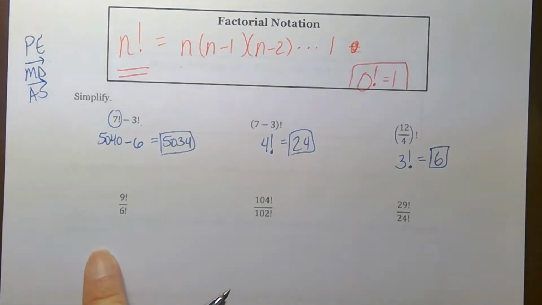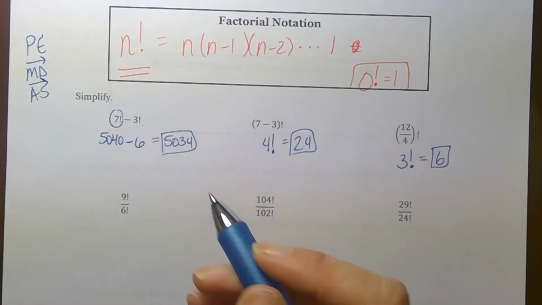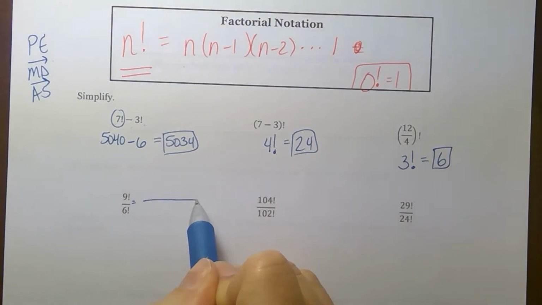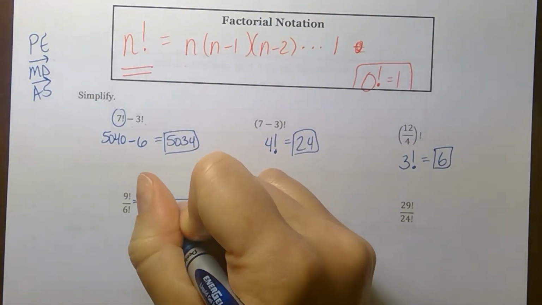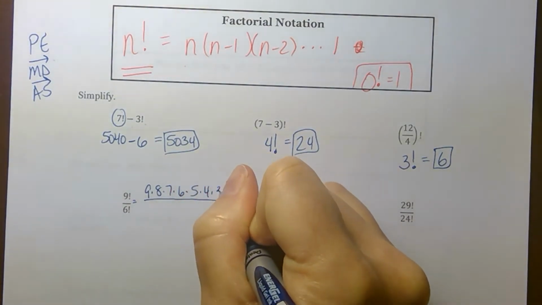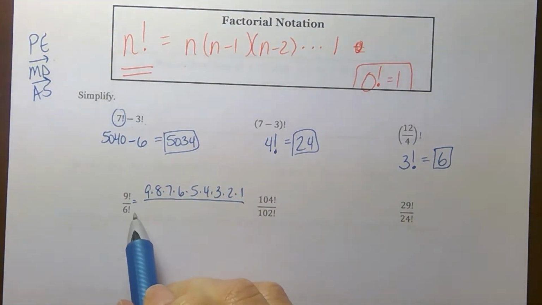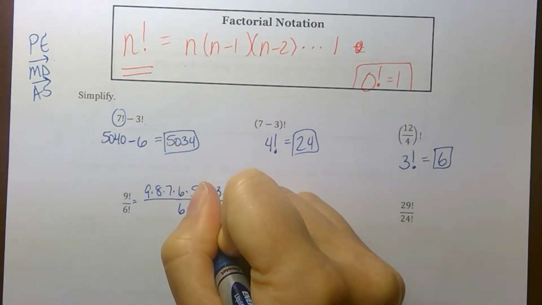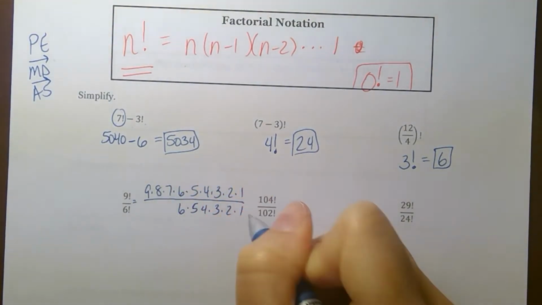Now, this problem, I'm going to show you how to simplify, and I want you to take careful note. You can expect to see a problem like this with factorials that I want you to simplify by hand on the exam. So I want you to make sure you understand how to simplify factorials. The first thing we're going to do is set up the numerator and the denominator. 9 factorial starts at 9 and goes all the way down to 1. 6 factorial starts at 6 and goes all the way down to 1.